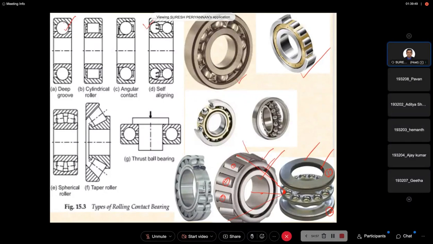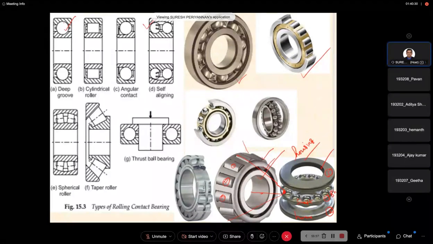One of the two rings is called the shaft ring, and the other is the housing ring. The top and bottom are housing rings. So the balls run in between the top and bottom housing rings. The middle one is the shaft ring. Based on this design, we say that this is the thrust ball bearing.